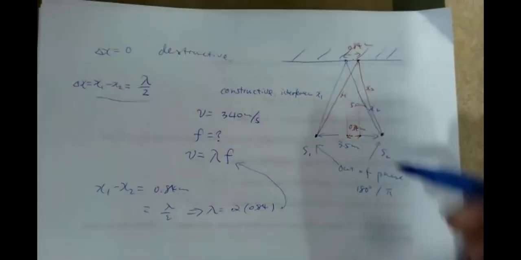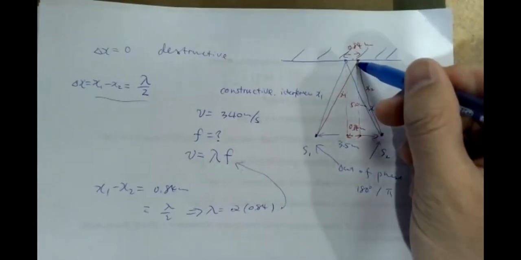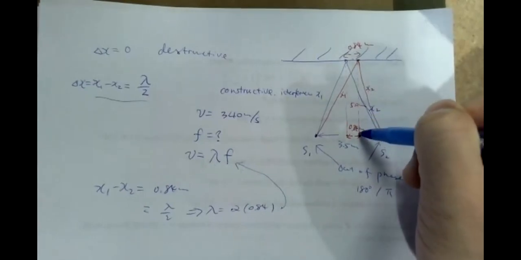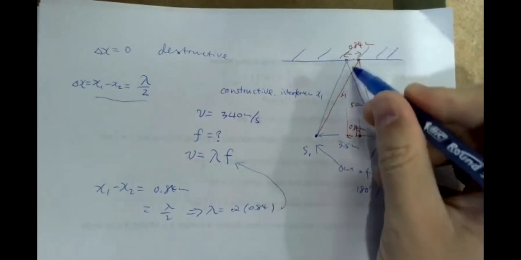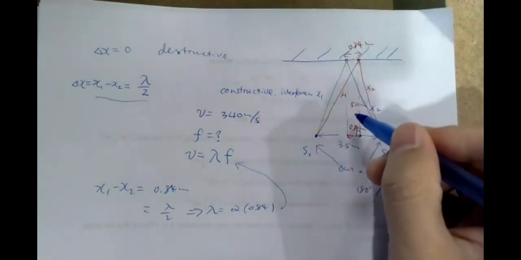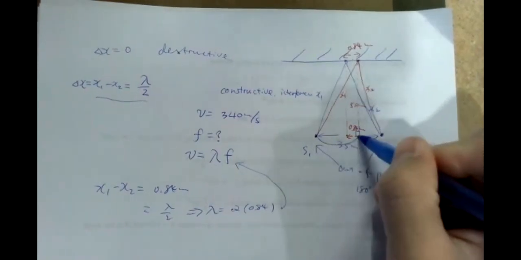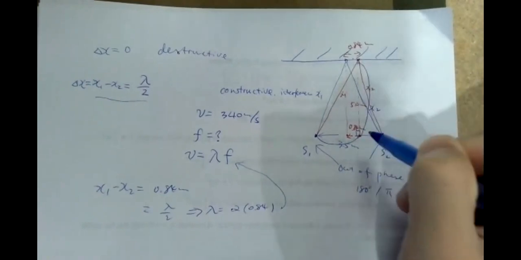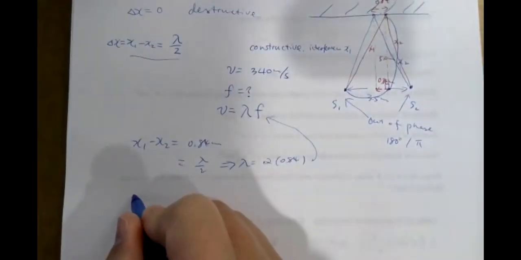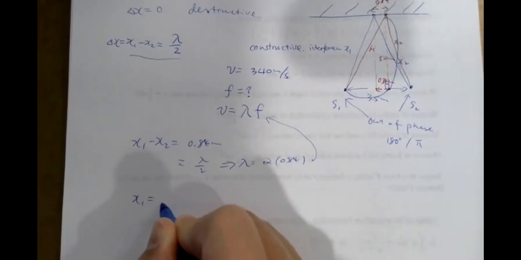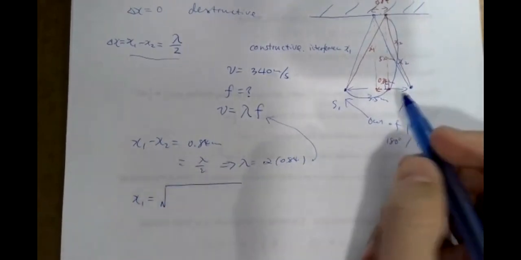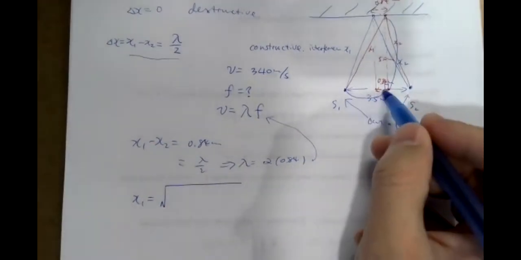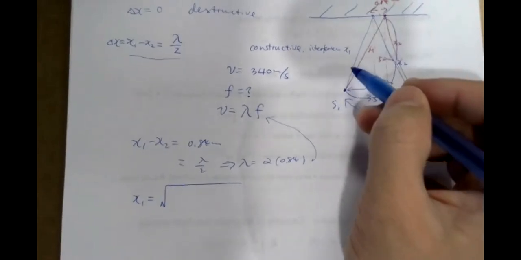So you have to solve x1, x2 from geometry over here. This is a right angle here. So for this guy, it should be the square root of this square plus this square, right? So x1 will be equal to the square root of... if this is a, this is b, this is c, then c is equal to a squared plus b squared.